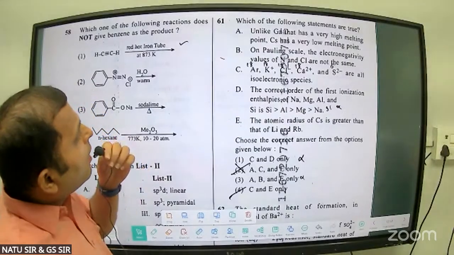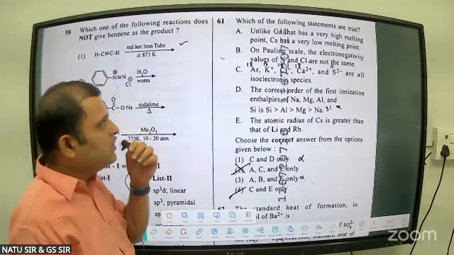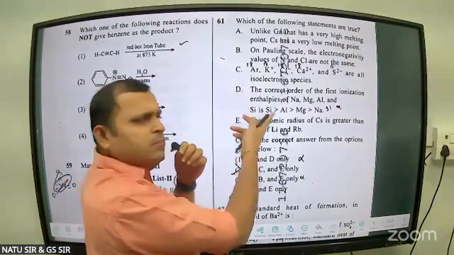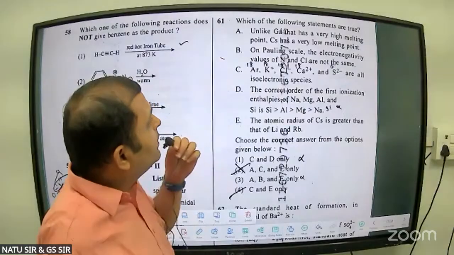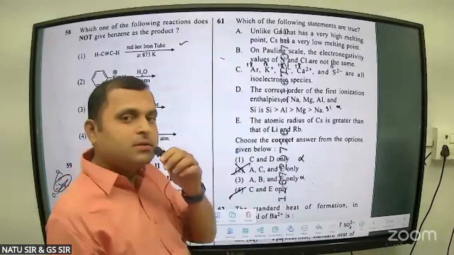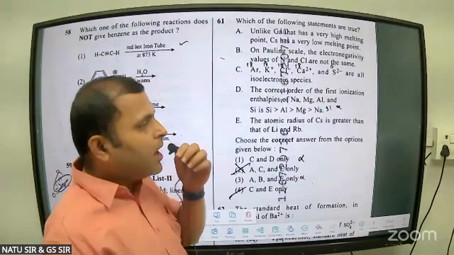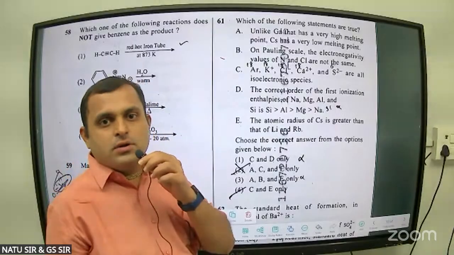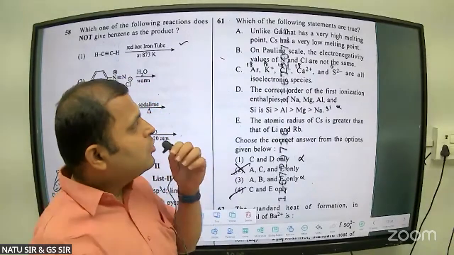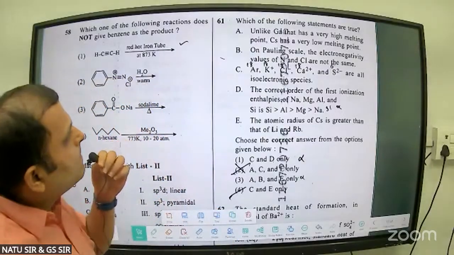Then argon, K plus, Cl minus, Ca2 plus and S2 minus are all isoelectronic species. Absolutely correct. If you consider atomic numbers, argon is 18. Being neutral, there will be 18 electrons. Then K plus, atomic number 19, but due to positive charge, 18 electrons. Cl minus, atomic number 17 plus 1 because of negative charge. Calcium is atomic number 20, and because of the dipositive cation there are 2 electrons less. So 18, and S2 minus, atomic number 16 plus 2, total 18. So all of them are definitely isoelectronic.